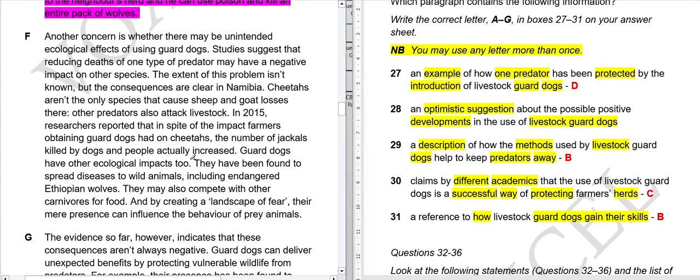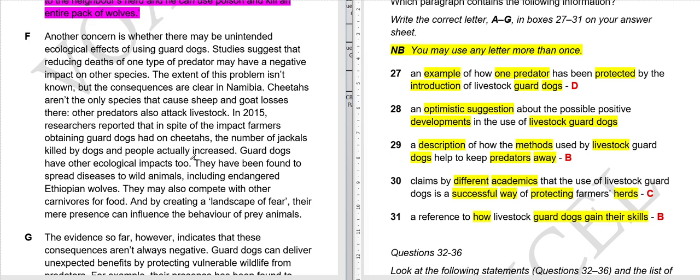Another concern is, again, there is concern, so I don't think there is anything positive here, but again we don't know for sure, so we will continue reading. Another concern is whether there may be unintended ecological effects of using guard dogs. Studies suggest that reducing deaths of one type of predator may have a negative impact on other species.